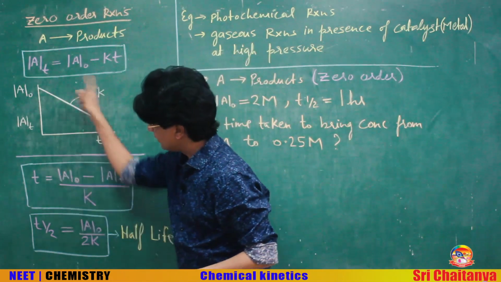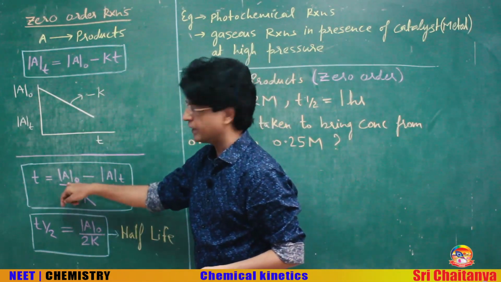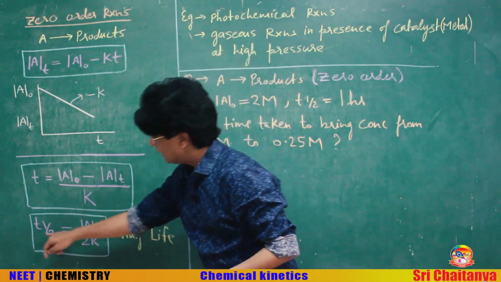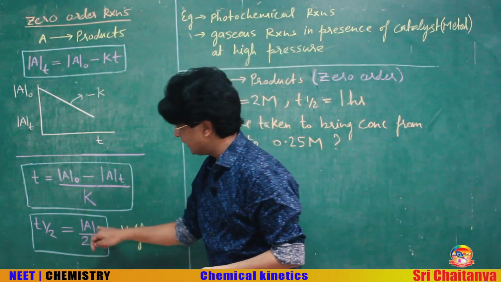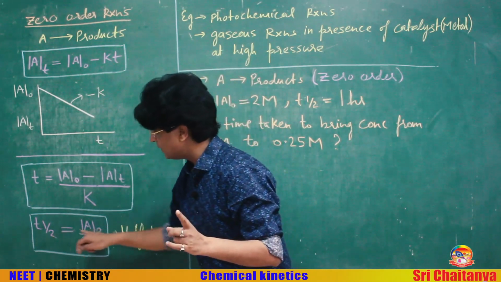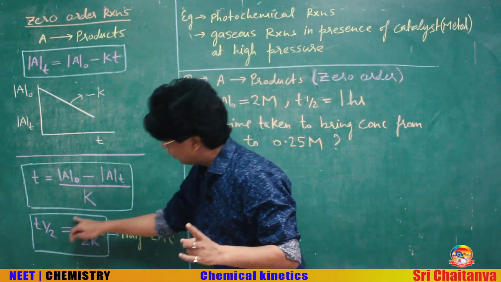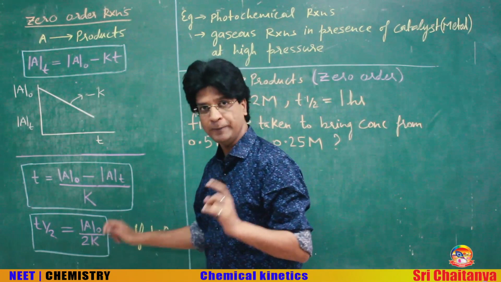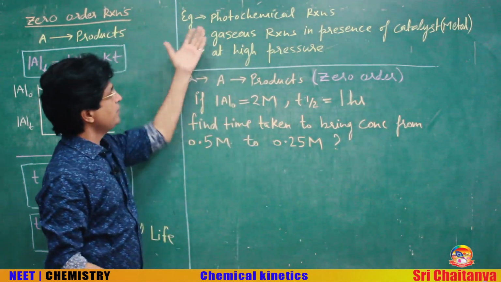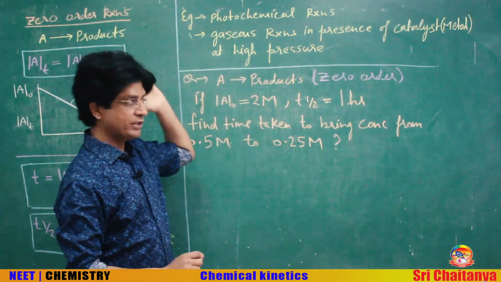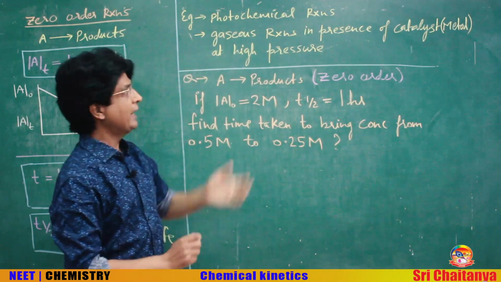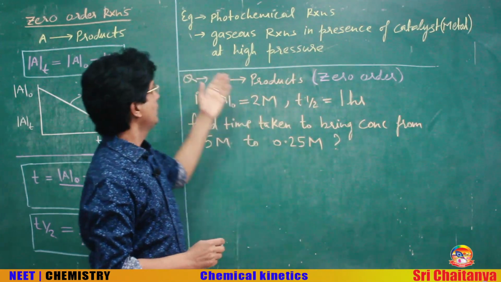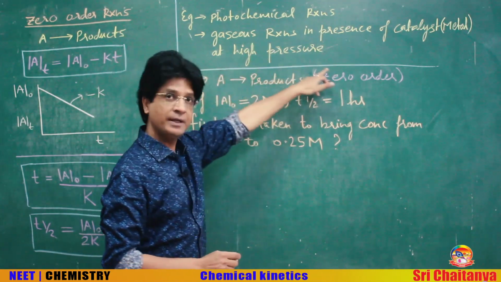Now rearrange that, and you will get time equals the initial amount A naught minus the remaining amount, upon k. So from here, t half we can say is A naught by 2k. Remember that half-life is directly proportional to the initial amount. The more the initial amount, the more the half-life. This is very important. You got to note it down. The examples of zero order reactions are photochemical reactions and gaseous reactions in the presence of a solid catalyst, maybe a metal, at high pressure. Remember that it is at high pressure.